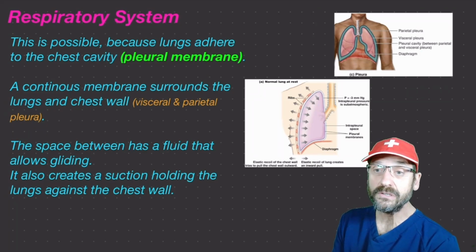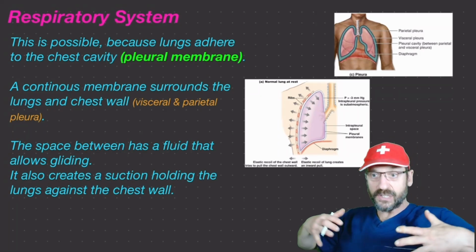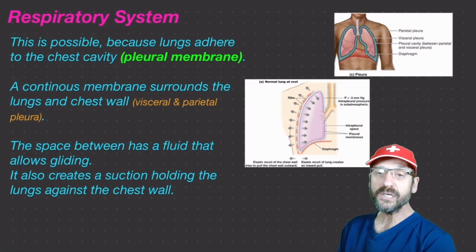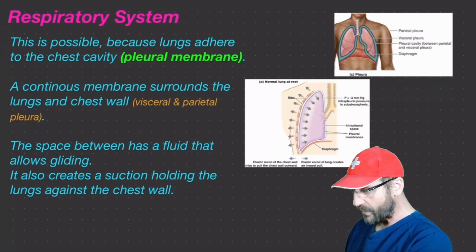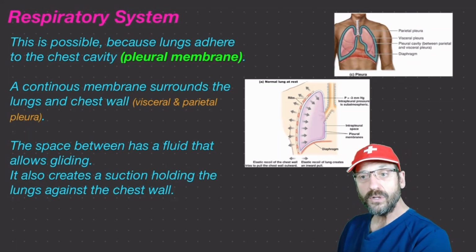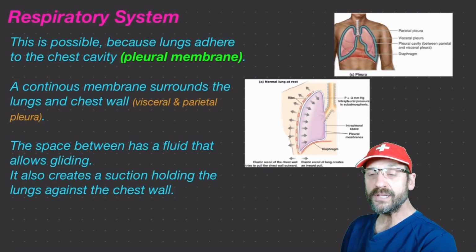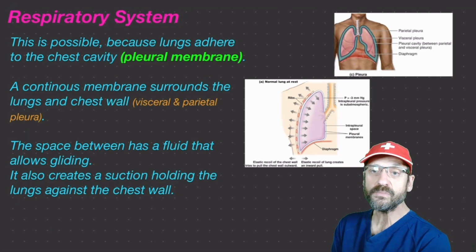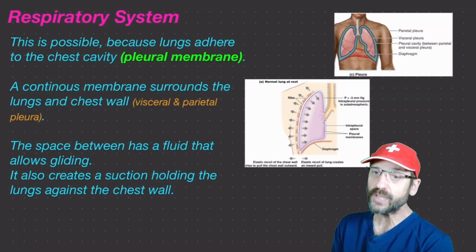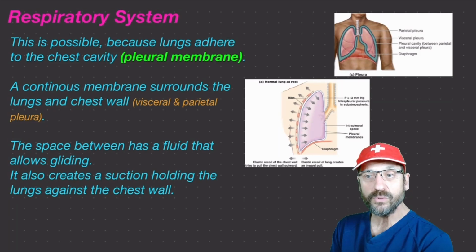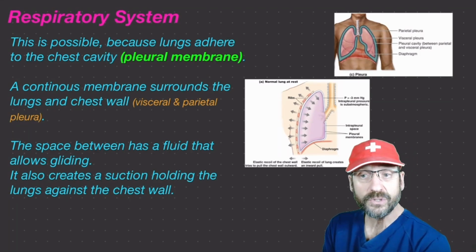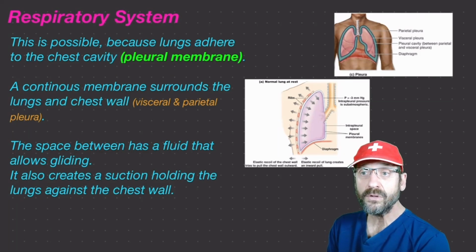And the reason why we can expand the chest and then the lungs flow with it is because the lungs adhere to the chest cavity. And we call that a pleural membrane. Whenever you see the word pleural, it refers to lungs. And the pleural membrane is a continuous membrane that surrounds the lungs and then the chest wall. We also have some around the heart and some around the gut. But we name those in the lungs the visceral and the parietal pleura.